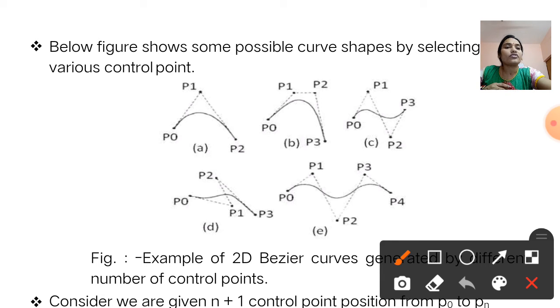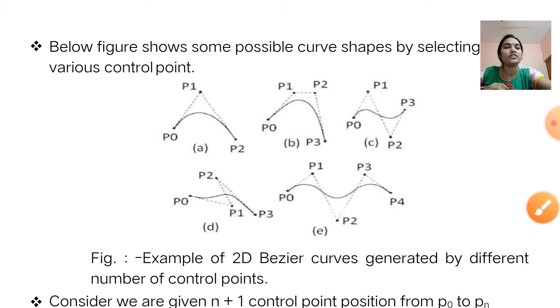Figure D is also a Bezier curve, here a quadrilateral with 4 control points, so the degree equals 3. In the last figure, figure E, the control points are 5: P0, P1, P2, P3, P4. So the degree is 5 minus 1 equals 4. So how we calculate the degree and the order, do all of you clearly understand?